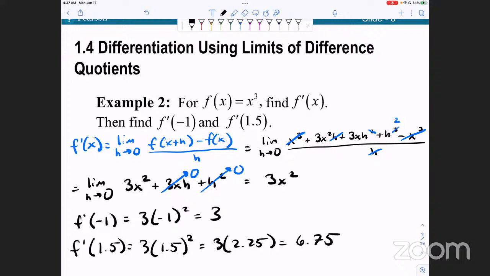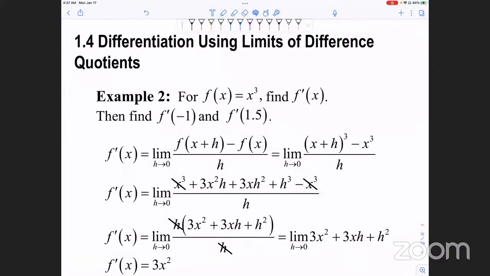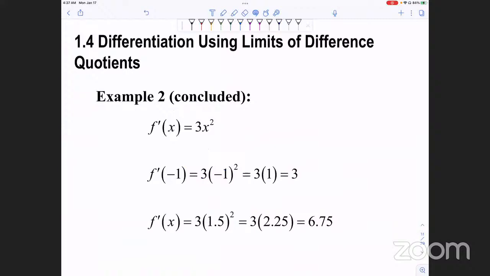So again, what these numbers are telling us are the slope. If you think about the original function, it should be the slope of the tangent line at these different x values. Three, and we got 6.75. So you see 3x squared, 3 and 6.75.